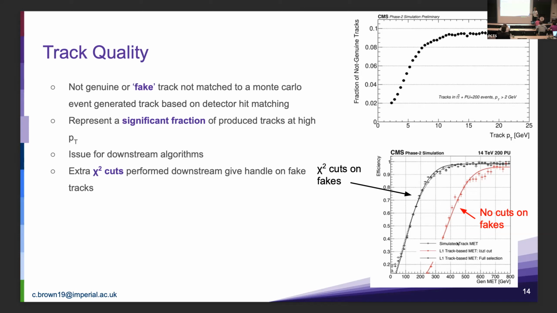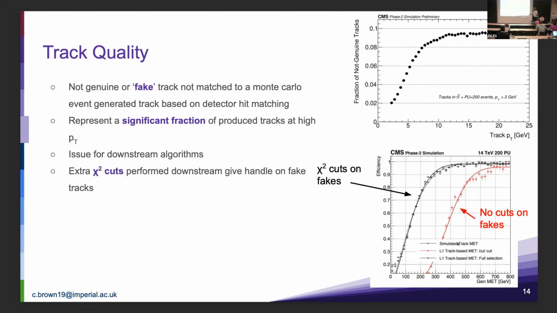One of the most simple things we can do is look at the track fit itself. One of the outputs of the Kalman filter is our chi-squared values, so how good the fit is in various dimensions. We can do very basic cuts on these to try and reduce the number of fakes. This plot here just shows you a track-based missing ET measurement. You can see that the turn-on curve for no cuts at all on any of the fakes reaches high efficiency at about 600 GeV, whereas if you put the cuts on your fakes, you can reduce that down to about 300 GeV. So it's really important that we reduce the overall number of fakes passed on downstream, because these kinds of algorithms do care a lot about them.